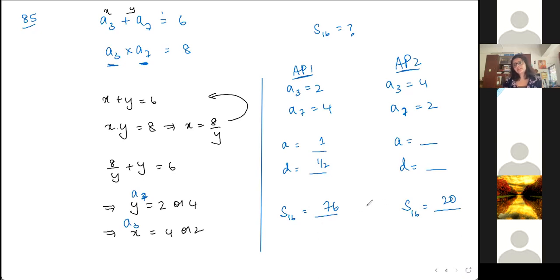Mansi, in one case, A is 1, D is half. In the other case, you'll get different values. So we need to find both of them. Whether you directly put the formula or it happens to be a quadratic, whatever the case is, you end up getting two possibilities. Only because based on these given conditions, A3, A7 can either be 4-2 or 2-4. Because there are two possibilities, you have two different APs. So your sum also you'll get two different possibilities.